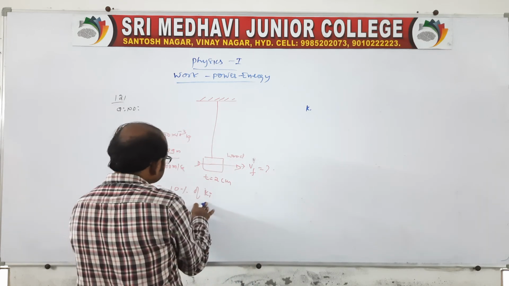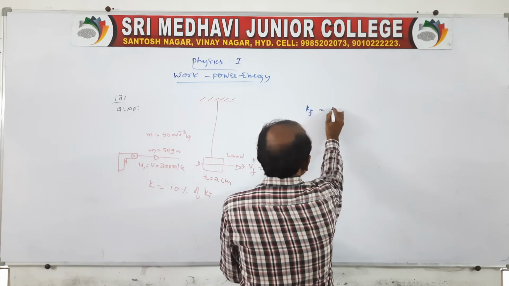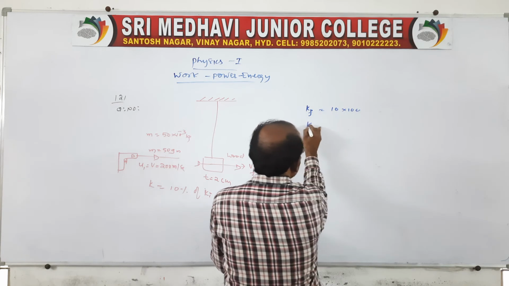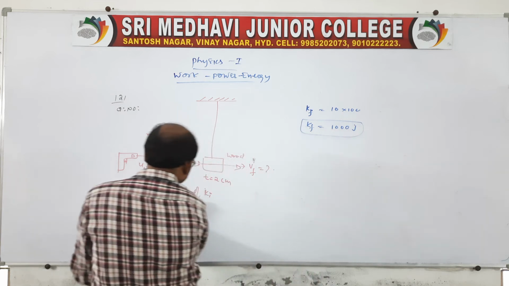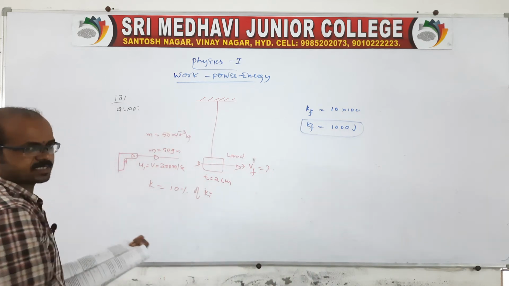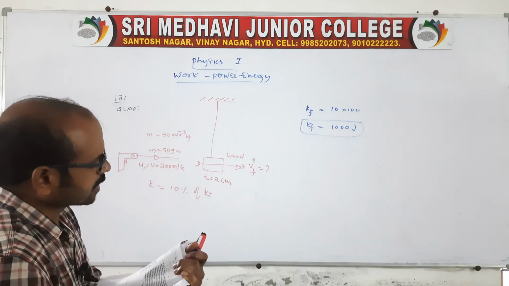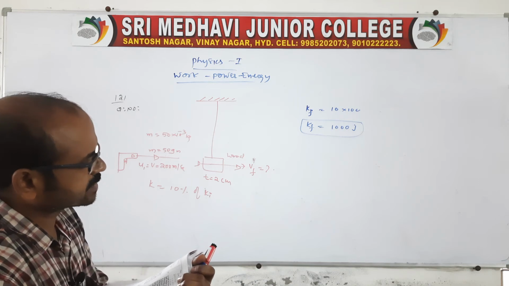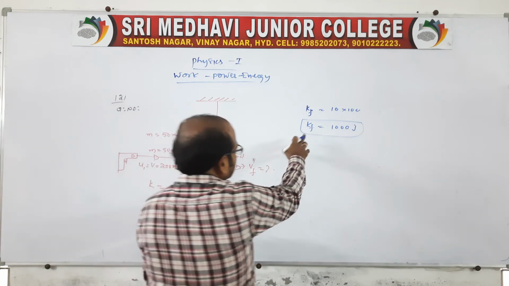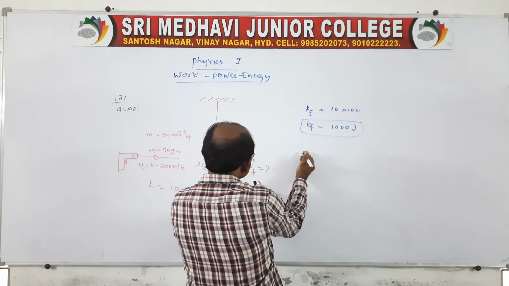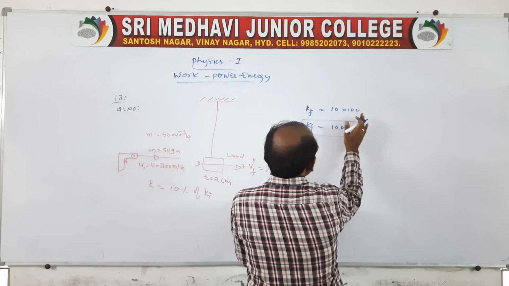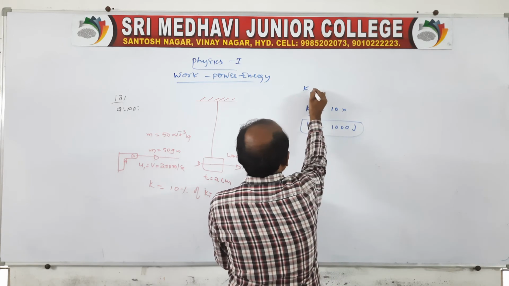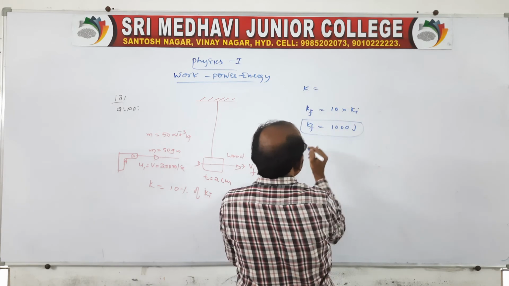Then the emergent speed of the bullet is what is asked. To find it, we should first get the initial kinetic energy, because we don't know the initial kinetic energy.